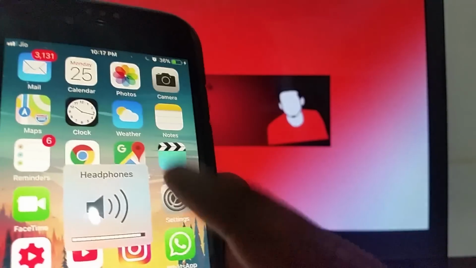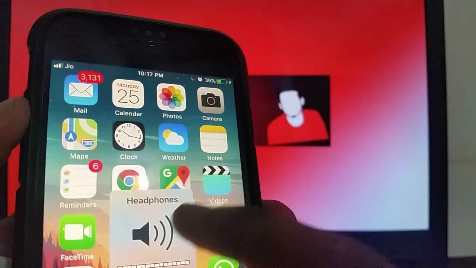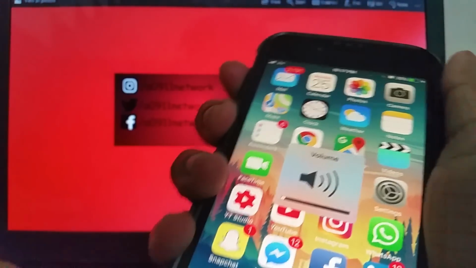So this is basically what you see in headphones mode. When you change the volume, it says headphones over here. Whereas if I remove the headphones, it would just say volume.